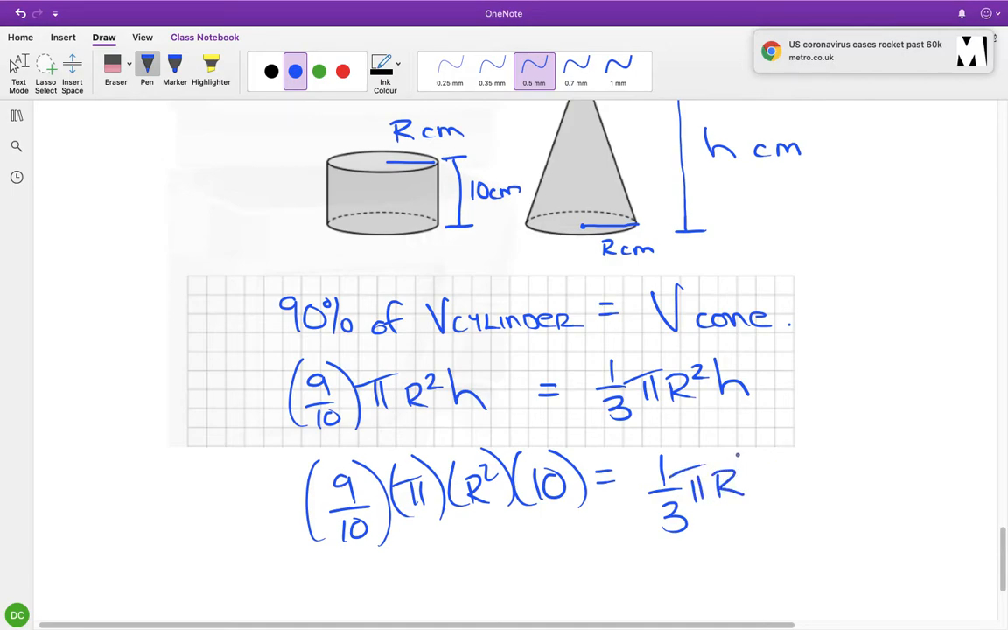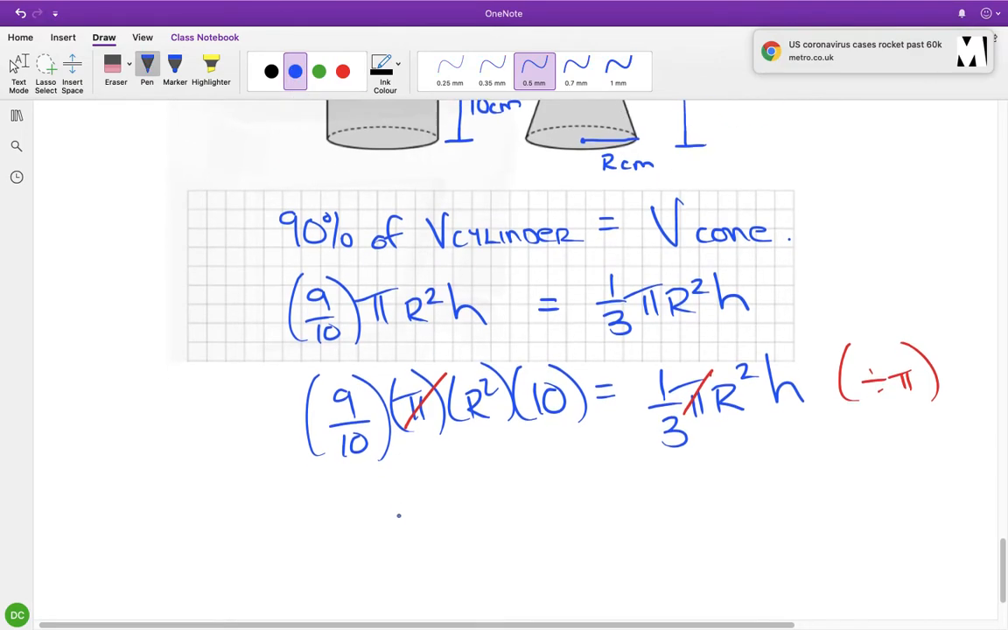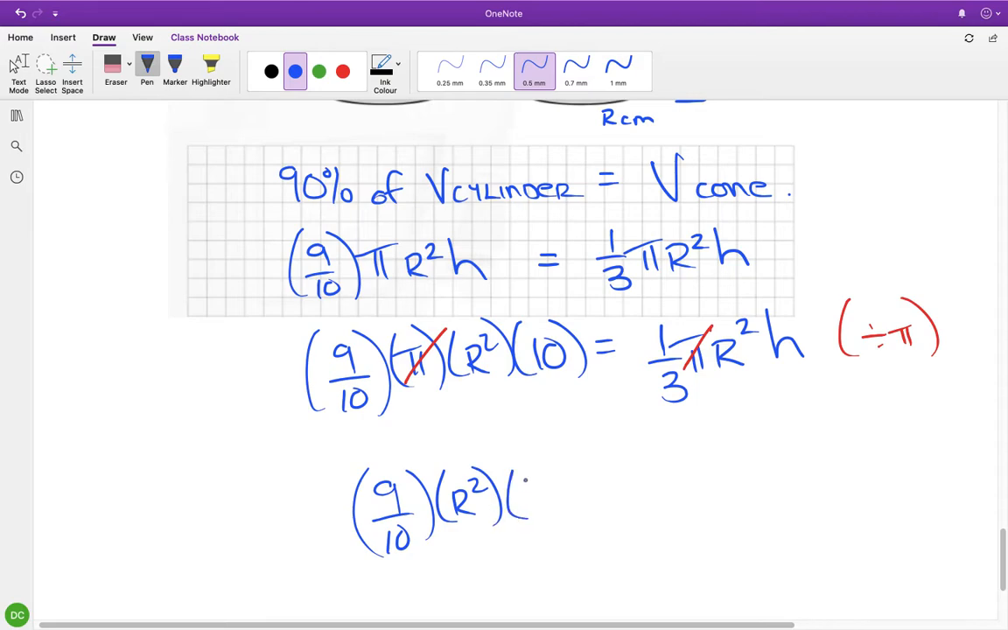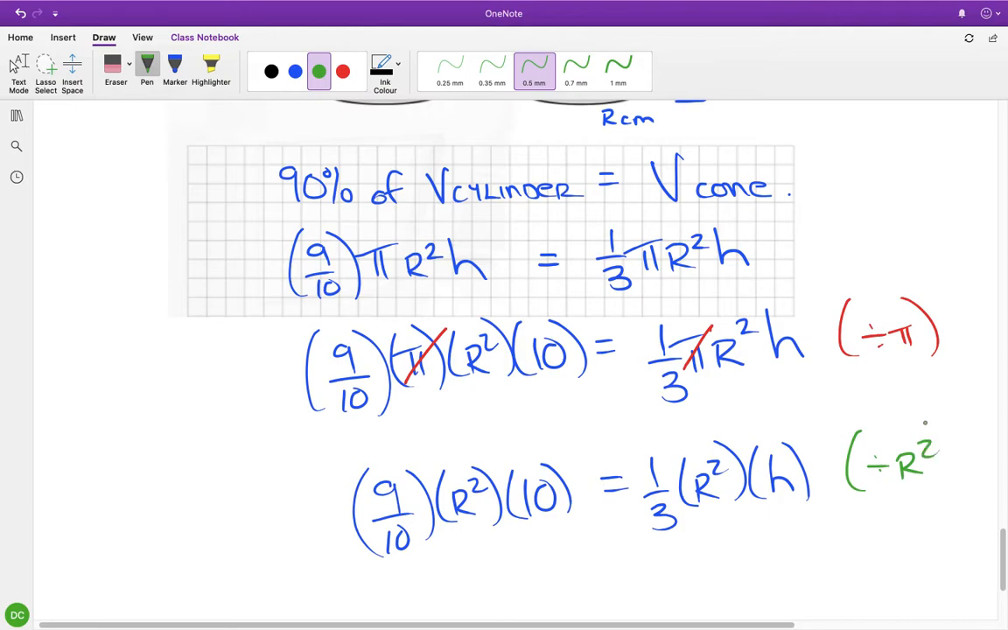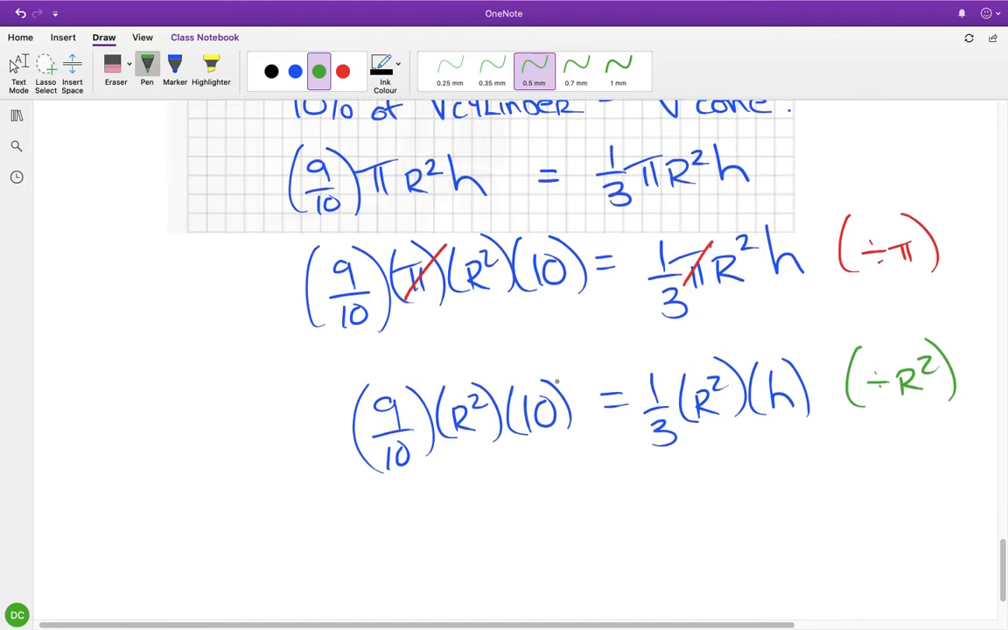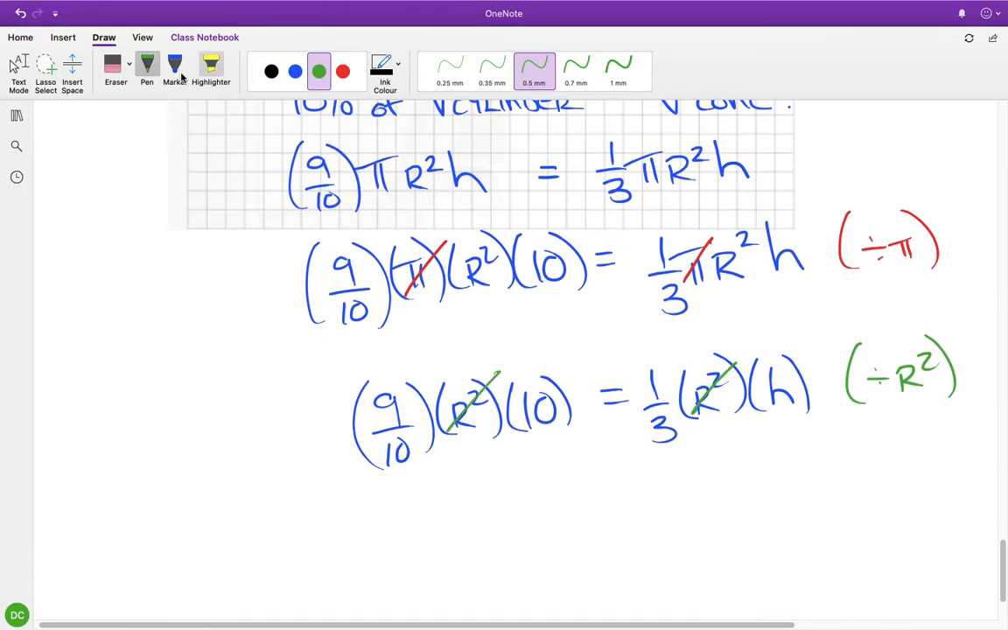pi r squared h. Now we can divide by pi because it's on both sides, so that will take this out and this out, which will leave me with 9 over 10 by r squared by 10 equals 1/3 by r squared by h. We can also divide by r squared. There's an r on both sides and they told us that they were the same, so we can get rid of them as well. Same way we got rid of the pi's.